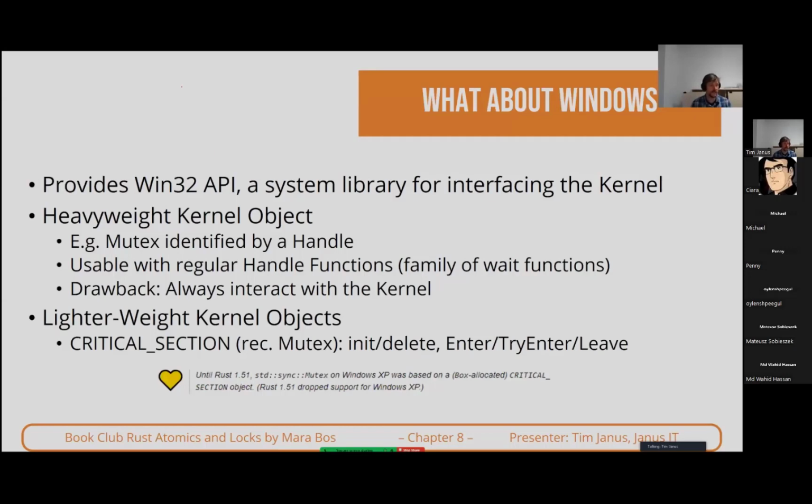What is nice is that there are lighter-weight kernel objects, called critical sections in the Win32 API. This is a recursive mutex. It has an init, a delete function, enter, try enter, leave. And it was just named the other way because mutex was already taken, right? For the heavyweight mutex. And until Rust 1.51, this critical section was used to implement the mutex on the Windows side for Rust.